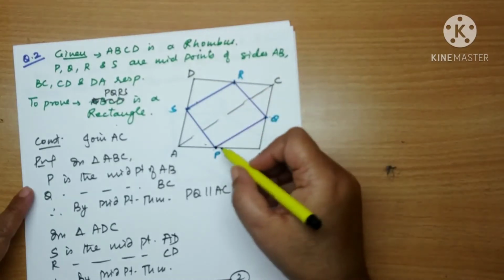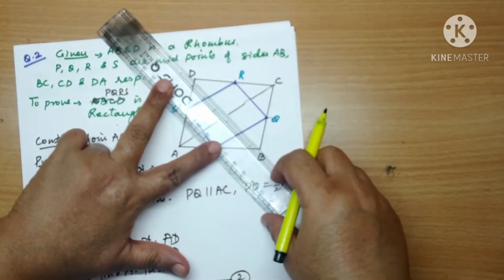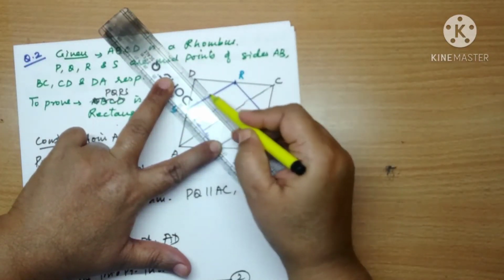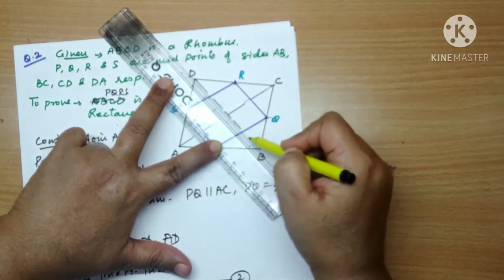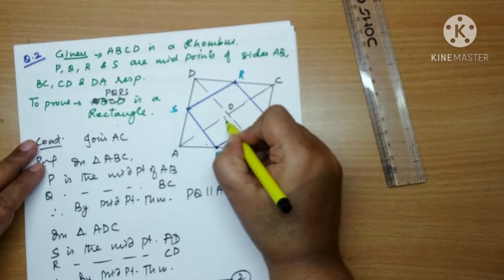ABCD is a rhombus. Now we know the diagonals of a rhombus bisect each other at right angle. Remember the property of the diagonals of a rhombus? They bisect each other at 90 degrees. That means this angle is 90.